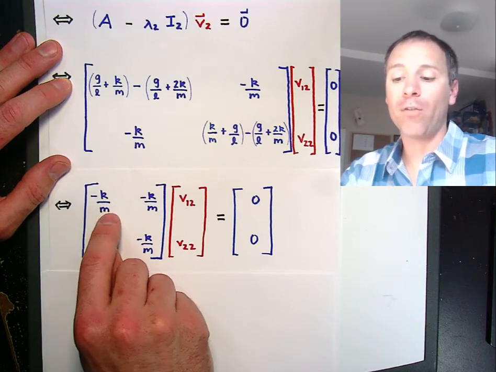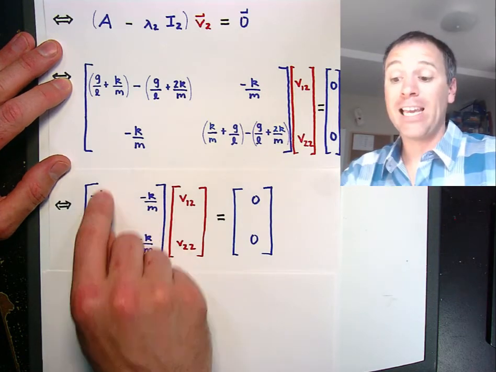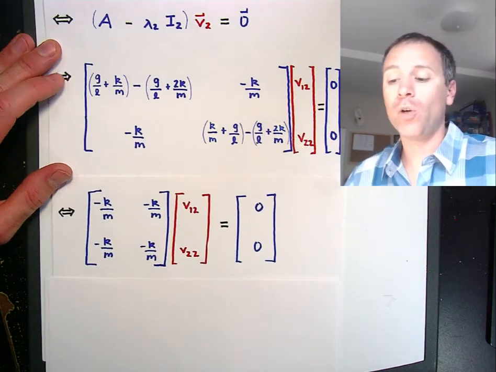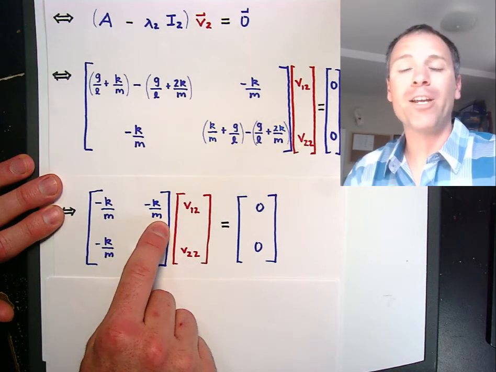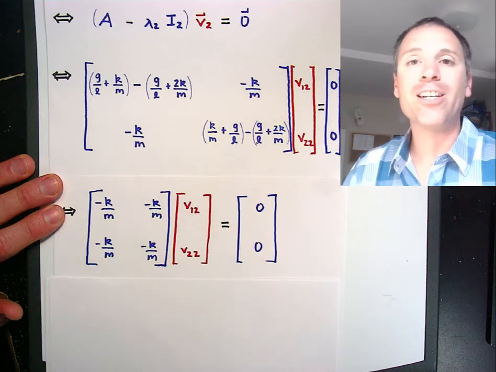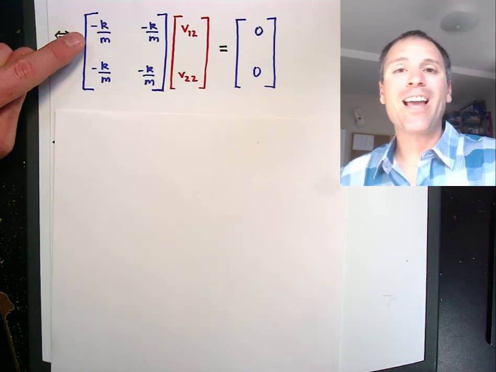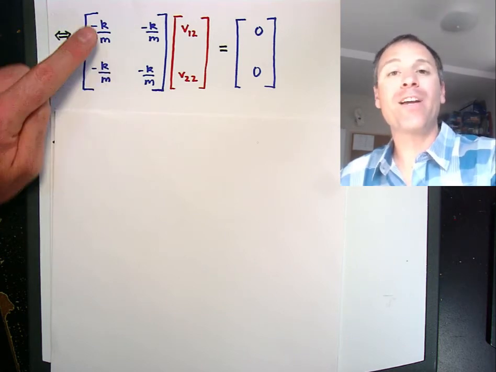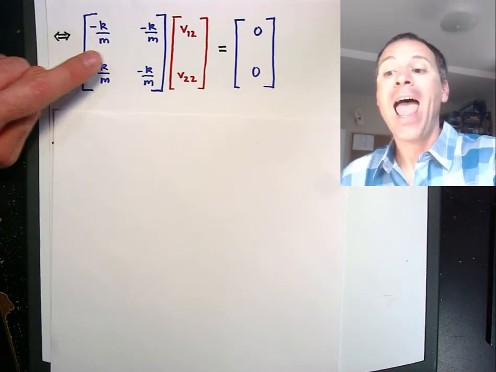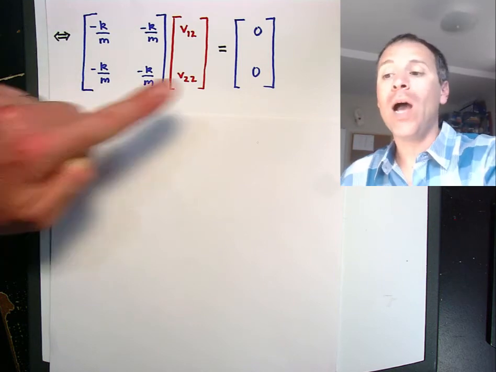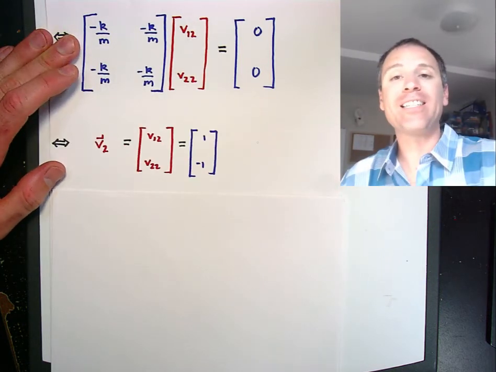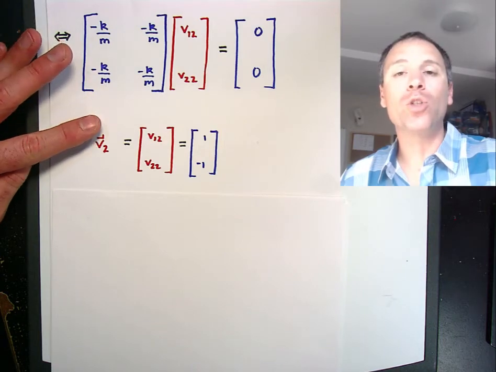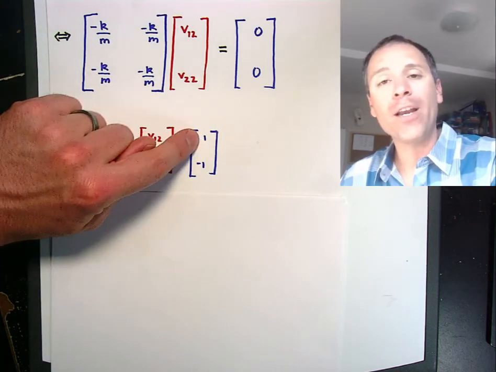So this is negative k over m in column 1, and then I have negative k over m in column 2. And the question is, how do I take linear combinations of those columns and send it to the 0 vector? But in this situation, we see that column 1 is identical to column 2. Another way to say that is if I take one copy of column 1 and subtract a copy of column 2, I indeed get to 0, which says that my second eigenvector associated with eigenvalue 2 can be 1, negative 1.